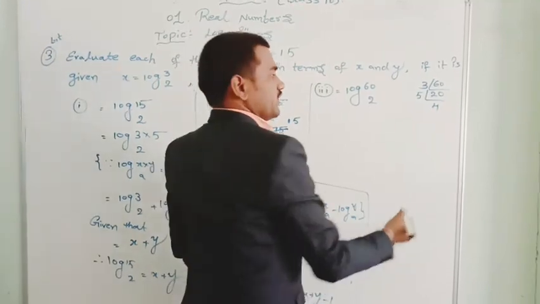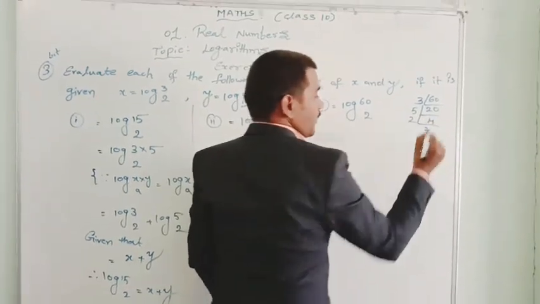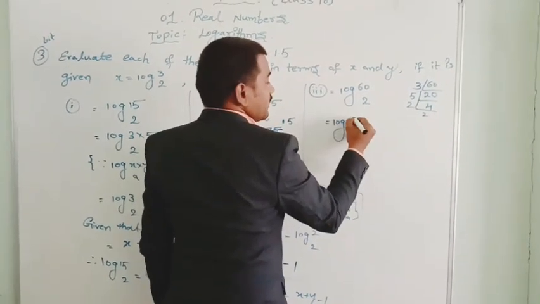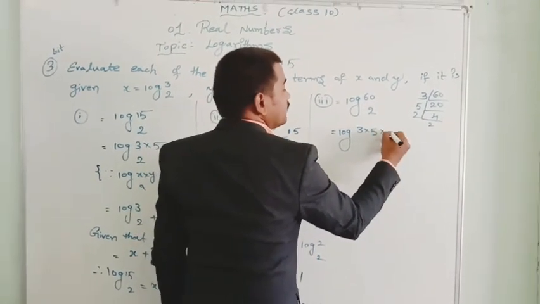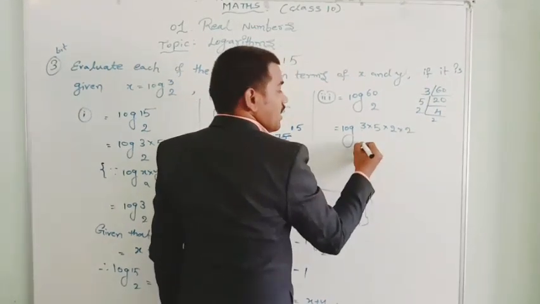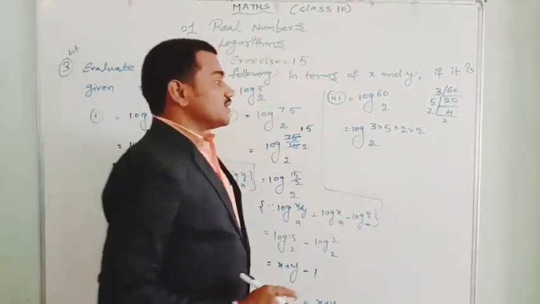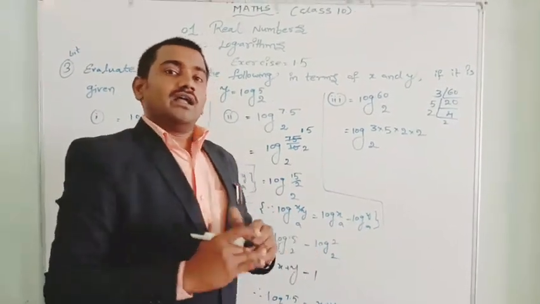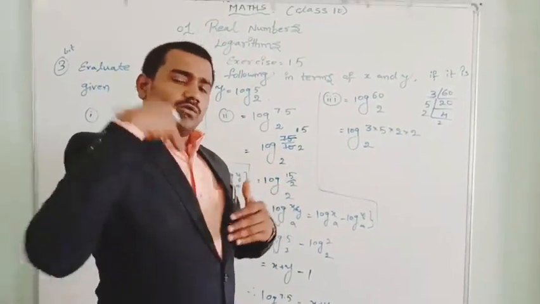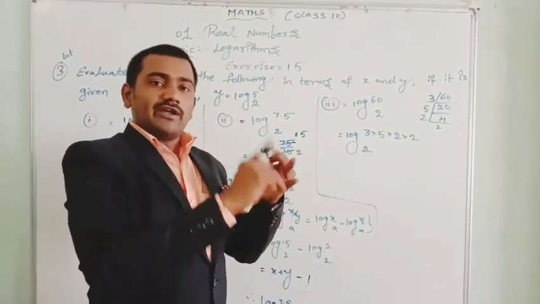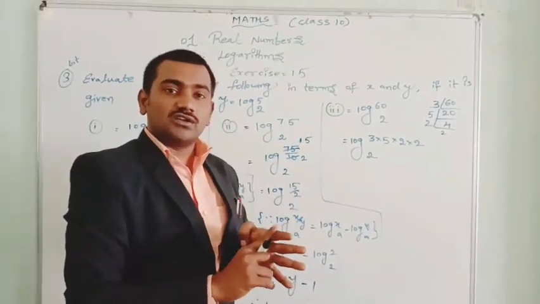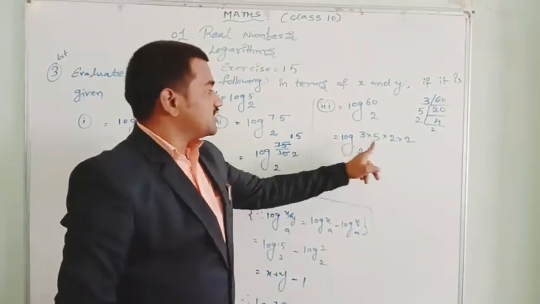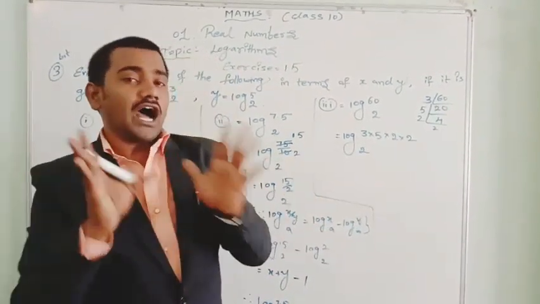5 4s are 20 only, not 4. Then here 2 2s are 4. So let's write it that way: log of 3 into 5 into 2 into 2, base 2. Here, the log x into y formula only you know. But for log x into y into z, like log a into b into c into d, it equals log a plus log b plus log c plus log d. If there is a multiplication, we have to change it into additions.